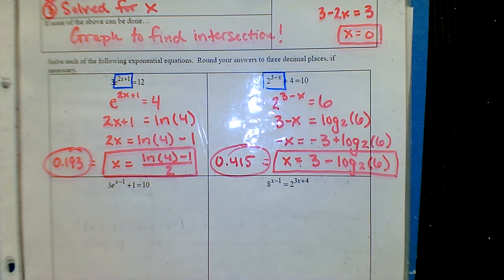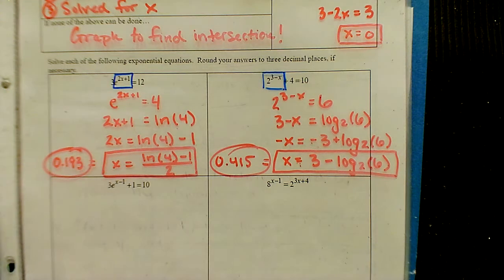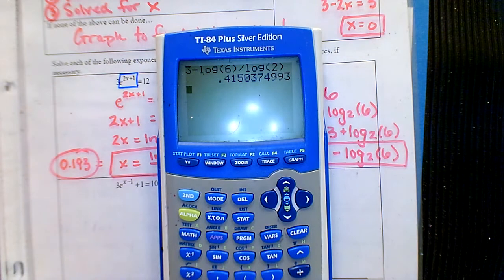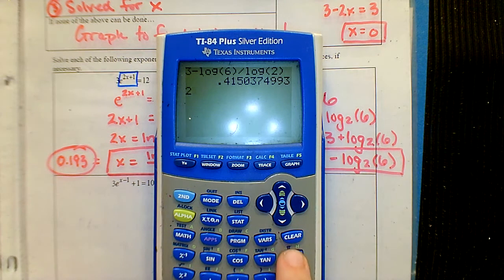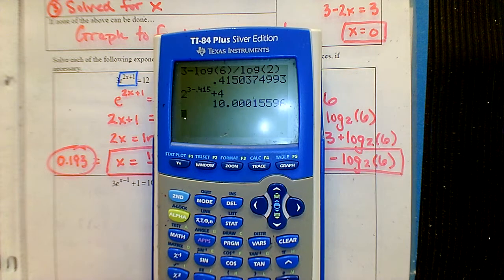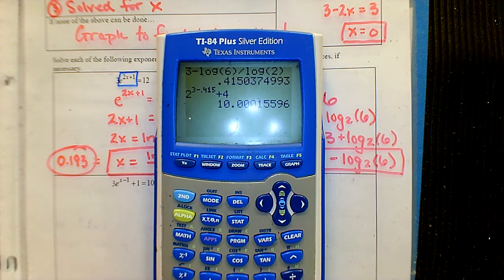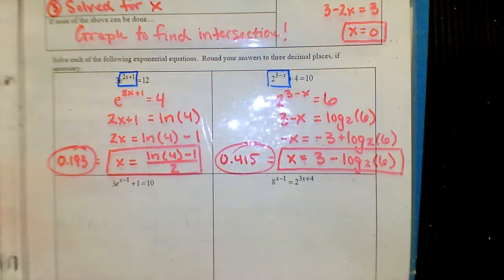Do we want to check our answer, or do we trust ourselves? You want to check it? Let's do it. All right, so on our calculator, we'll go ahead and type in 2 to the power of 3 minus our x solution, which was 0.415. You're going to have to arrow over to bring the cursor back down, and then we'll go ahead and add 4. The moment we hit enter, hopefully it's something close to 10. And I'd say it is. Looks like we're good so far.